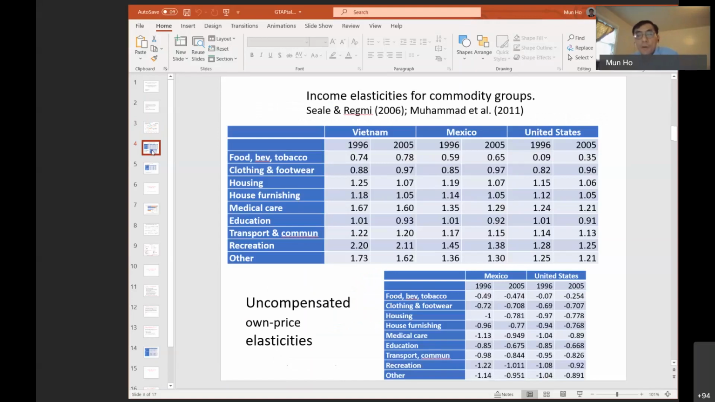We list in our paper a set of empirical estimates, papers that supply some of these demand elasticities. So the top table is a table of income elasticities, and the bottom one is for price elasticities. I put them up here just to emphasize that the elasticities are very different for different goods, very different for different countries, and even for the same country, different across time.